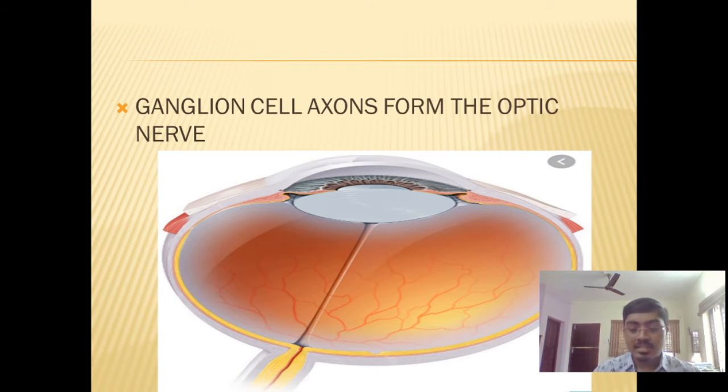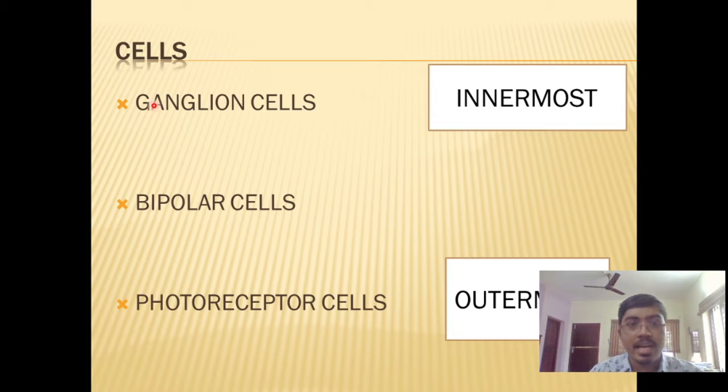Now, the ganglion cells are the innermost cells. I said that they are neurons. If they are neurons, they will have axons, they will have a cell body, etc. All the ganglion cell axons will be collectively joining to form the optic nerve.